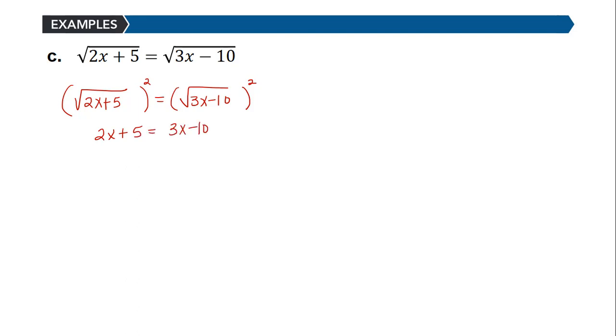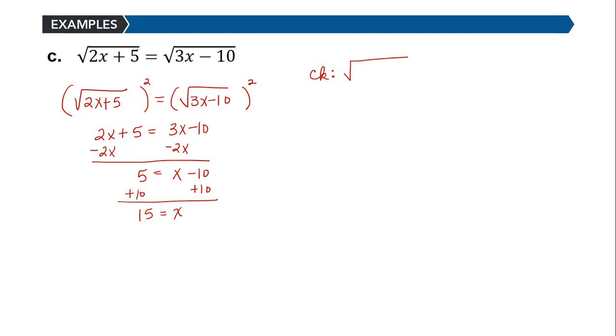This is a linear equation. We collect our variables to one side by subtracting 2x from each side to get 5 equals x minus 10. You could have subtracted 3x from each side, that's fine too. But then we will add 10 to each side. So 15 is equal to x. Because this is a square root equation, we need to check.